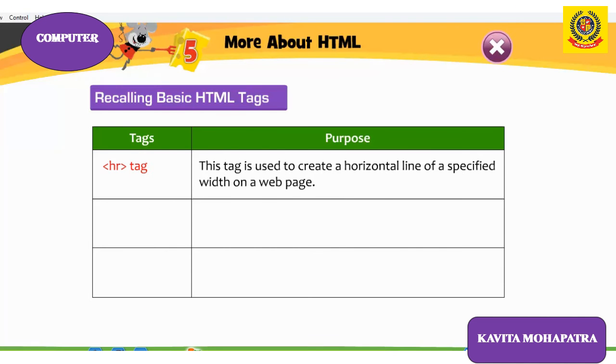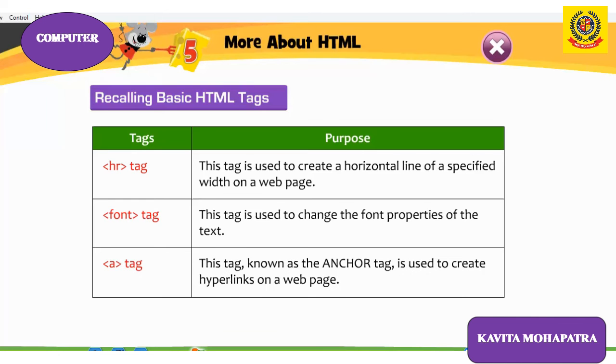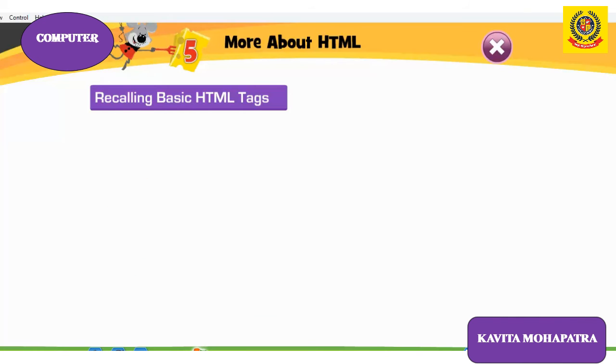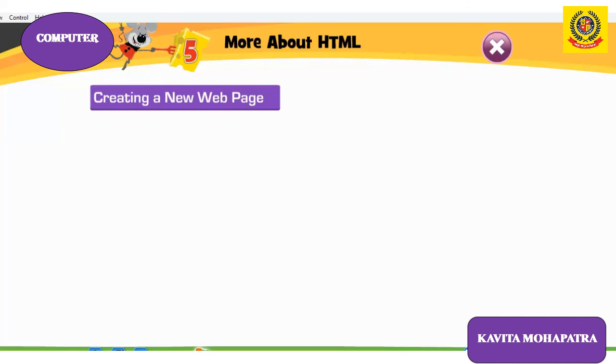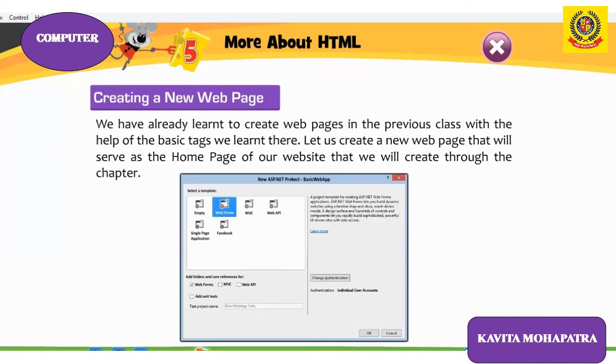This tag is used to create a line break on a web page so that the text can be displayed from the next line. Now HR stands for horizontal line. If you want to give a line, then we use the horizontal line and we specify the width of the line. The font tag is used to change the font properties of the text. A stands for anchor tag. It is used to create a hyperlink on a web page. Now a few more HTML tags. We'll learn a few more HTML tags.